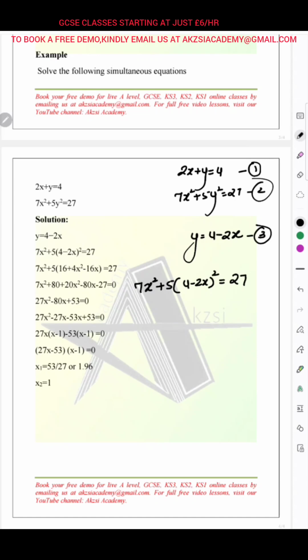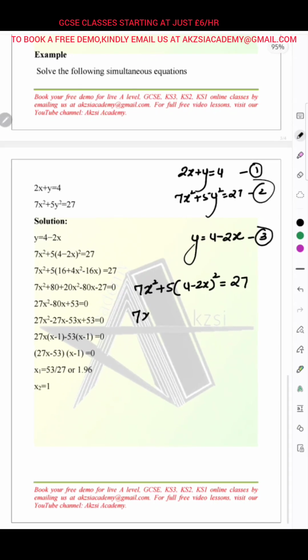Now expand this. Most common mistake, I have discussed this earlier as well many times. Don't do 4 minus 2x as 4 squared plus or minus 2x squared like this, and you get your answer. No, it doesn't work like that. 4 minus 2x whole squared, that means 4 minus 2x times 4 minus 2x. This is a double bracket and you have to expand it to get the answer. So that will give me 7x squared plus 5 times 16 plus 4x squared minus 16x is equal to 27.